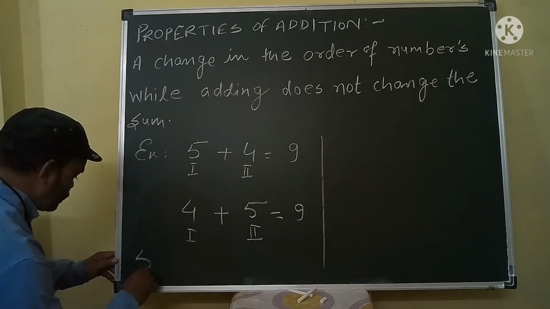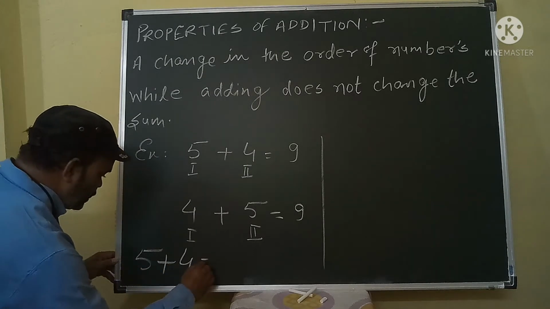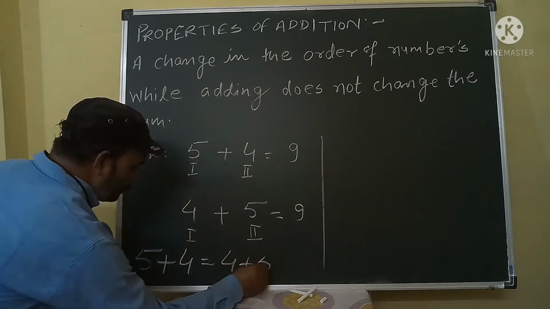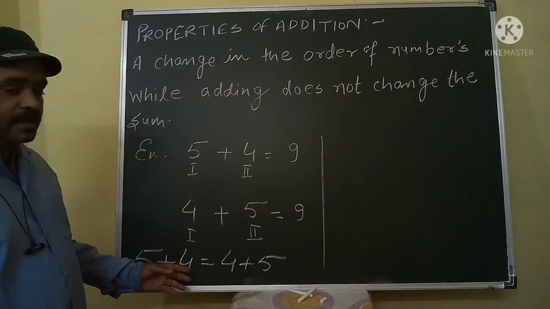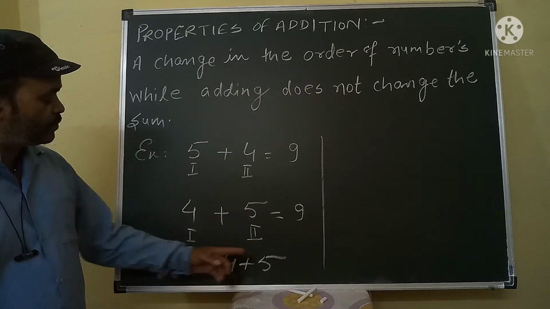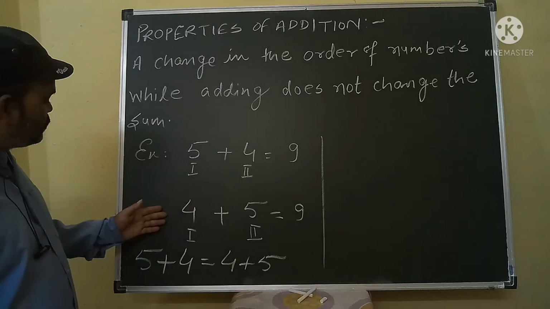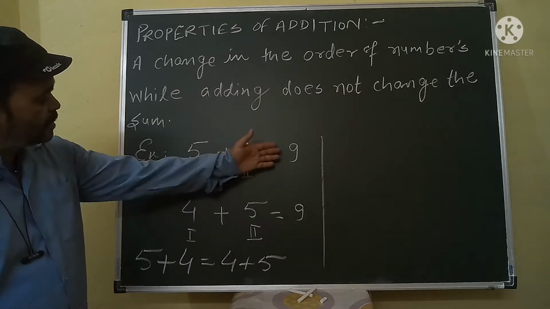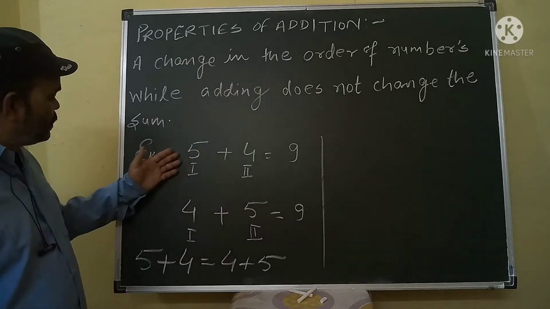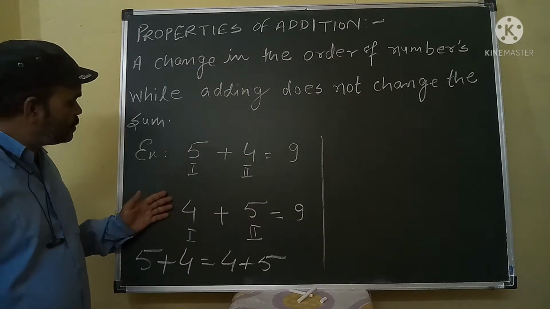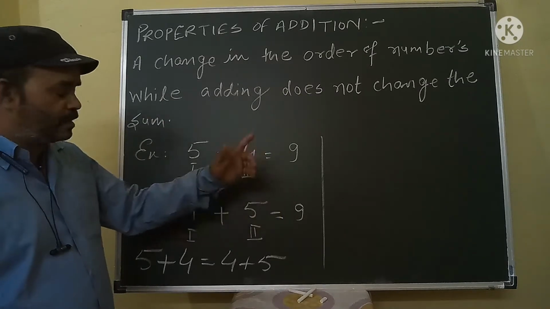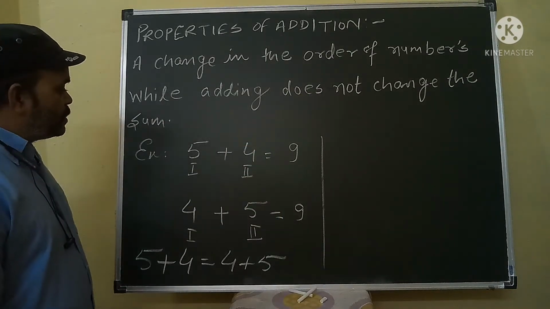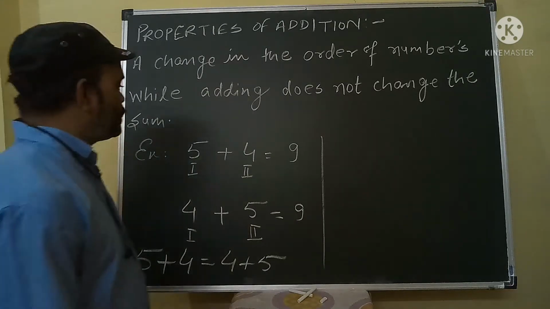Therefore, 5 plus 4 is equal to 4 plus 5. In both of these conditions, you are getting the same number, that is 9. Okay, I want to give one more example.